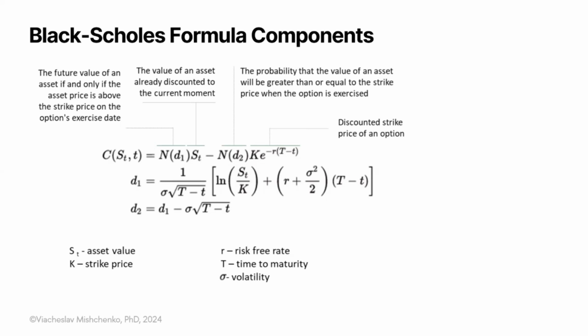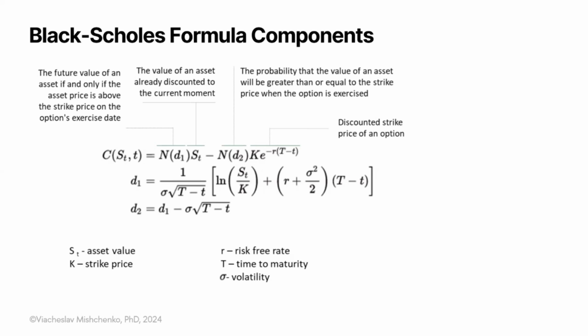Here, the components like N(d1) and N(d2), as you can see, are cumulative normal distribution functions. We can think about them like probabilities. And usually the N(d1) value may be treated as the delta of the call option, for example.